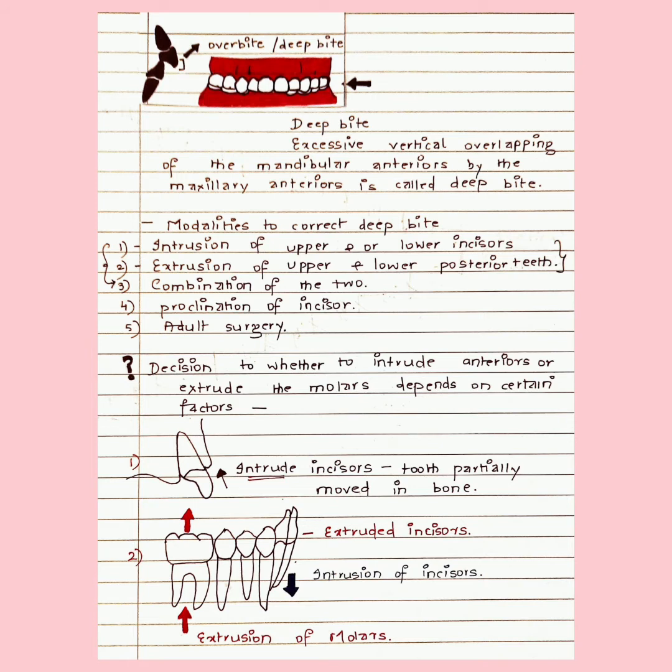But for now, you need to know what intrusion is. That is, we are taking the tooth partially into the bone. As these incisors are supra-erupted in deep bite, we'll take them inside. So we can either intrude the incisors or extrude the molars, or do a combination of these two.